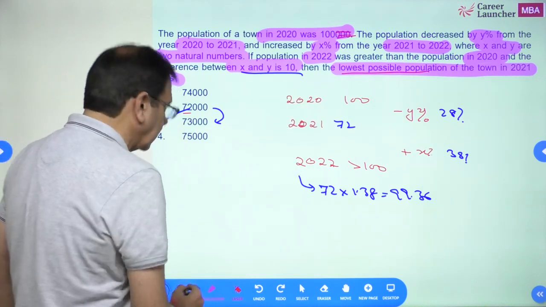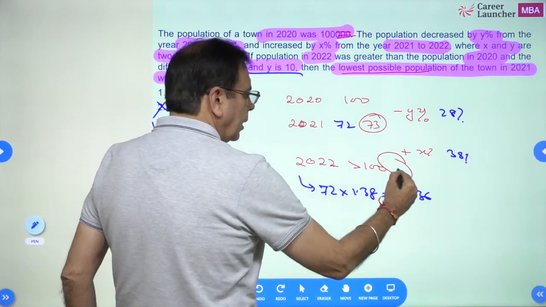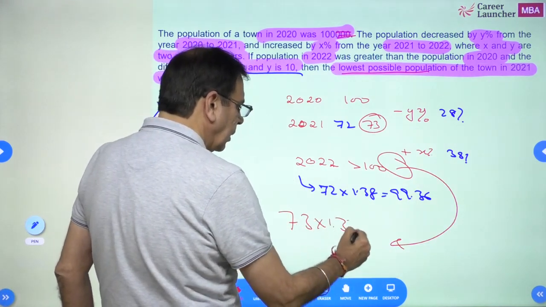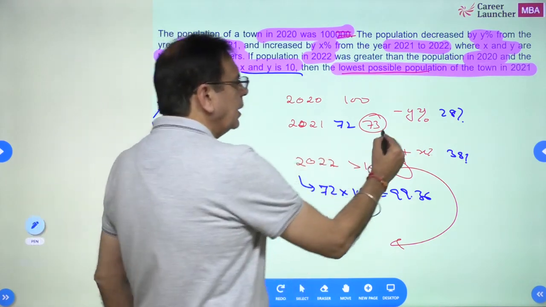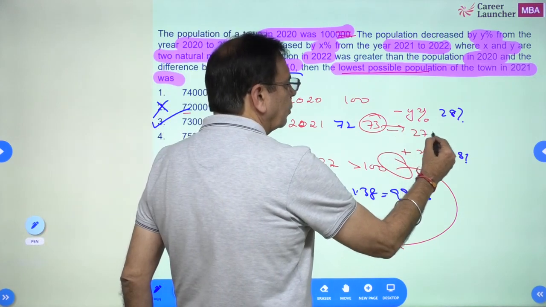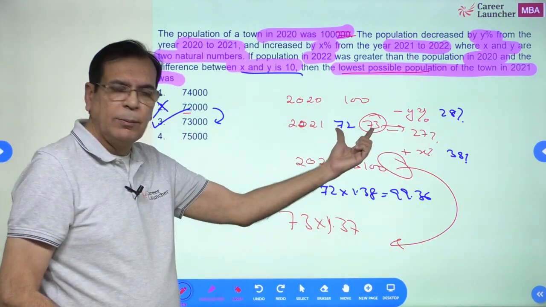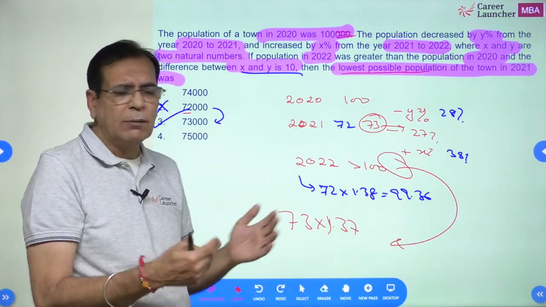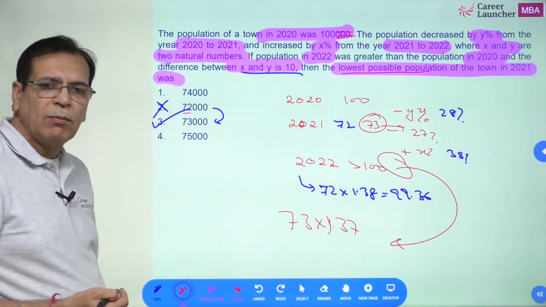let me take the other case also. If this becomes 73, what will this become then? This should be 73 into 1.37, because if this is 73, then this implies y is equal to 27%. Check it, but remember this: going from 72 to 73, the total will obviously go up by 1,000. So at the end of the day, that is what I am looking at. My answer has to be greater, but if you want, you can always verify.